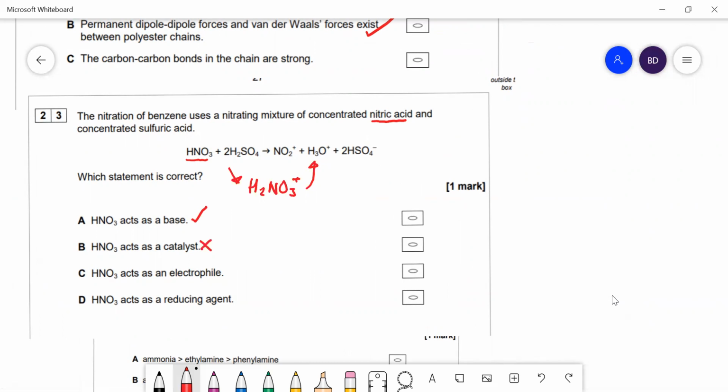It's reacting. It's not a catalyst. It's not an electrophile. It's not a reducing agent because the oxidation number of nitrogen remains the same throughout. It's +5 in both of those, so there's no redox going on there. It's an acid-base reaction, and the nitric acid is behaving as a base, and the sulfuric acid is behaving as an acid. So A is the right answer there.